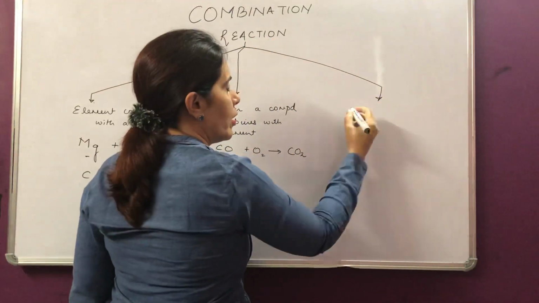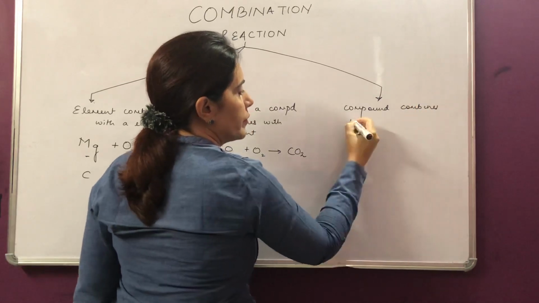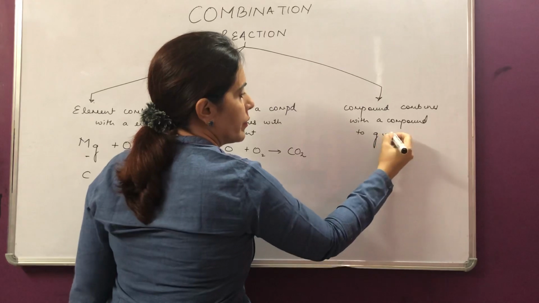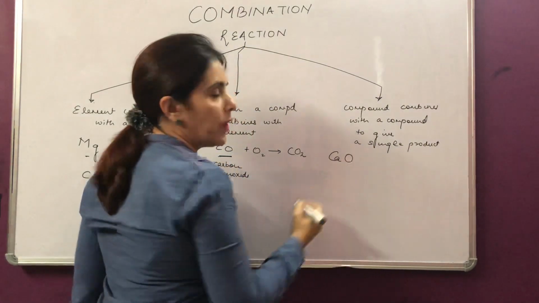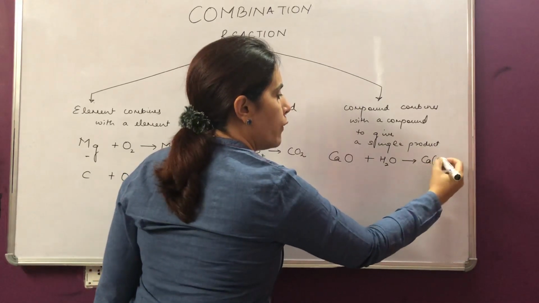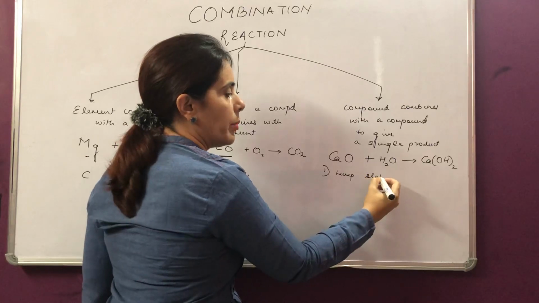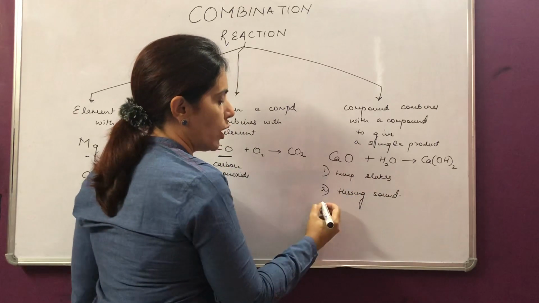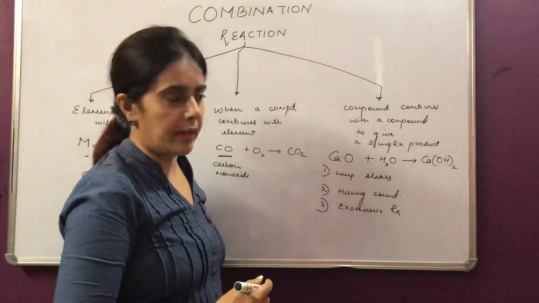The last one is where a compound combines with a compound to give a single product. This example will be repeated n number of times. The example is quicklime. When dissolved in water, what happens? Slaking of lime takes place. The first observation is the lump slakes. Slakes का क्या मतलब है? बिखरना. Second observation is a hissing sound. And the third observation is that it is an exothermic reaction, so the temperature of the container will rise and you can see the bubbles.